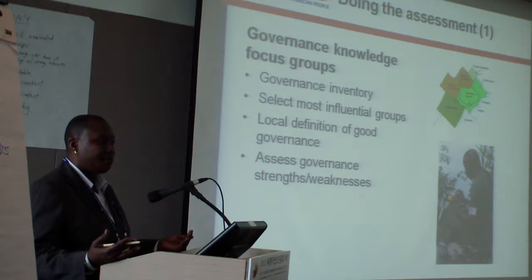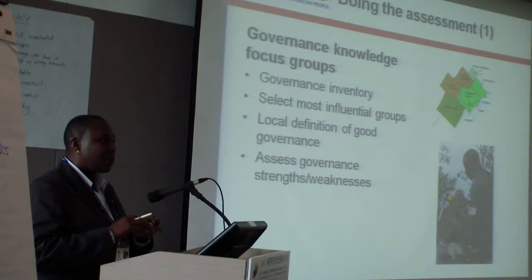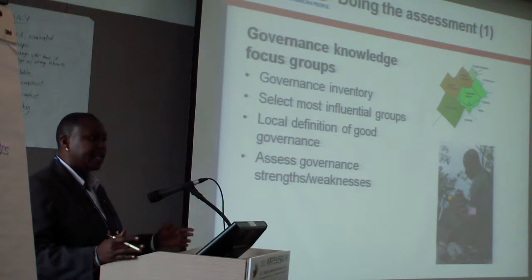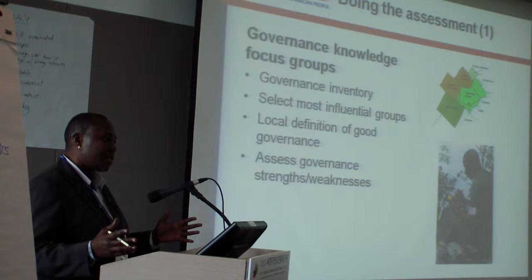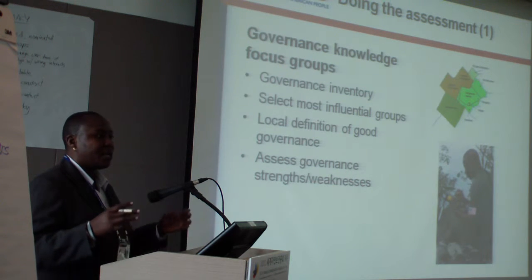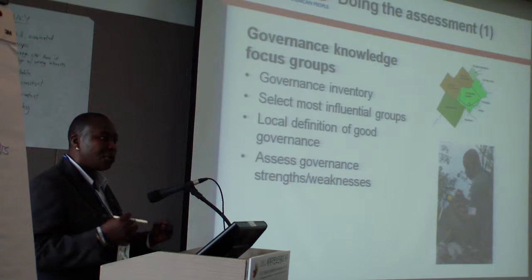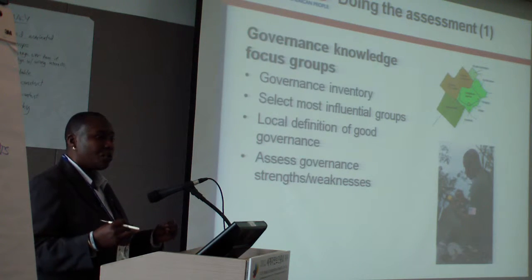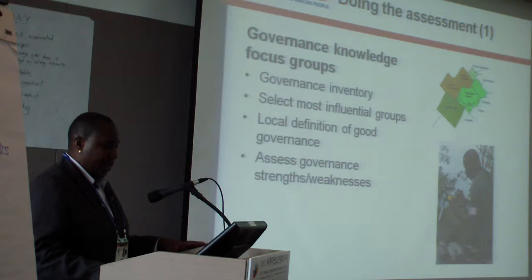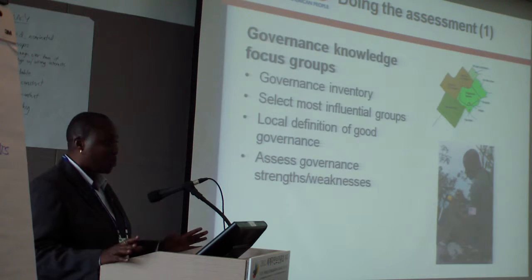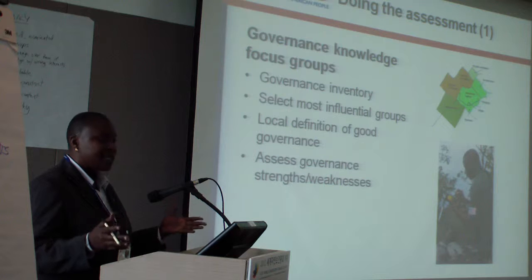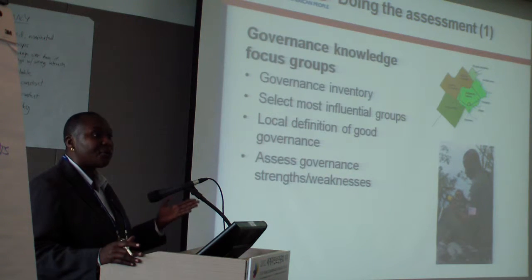Now, you give some time for the participants to identify the principal types of natural resources existing within the landscape. Normally, the number is between 5 to 6, so that it becomes a very participatory exercise. After they identify, the next step is to find out what exactly each of these governance groups would be monitoring or doing in terms of their authority over the resources. The next one will be to select the most influential groups, followed by the local definition of good governance, and then assessing the governance strengths and weaknesses of the governing groups.